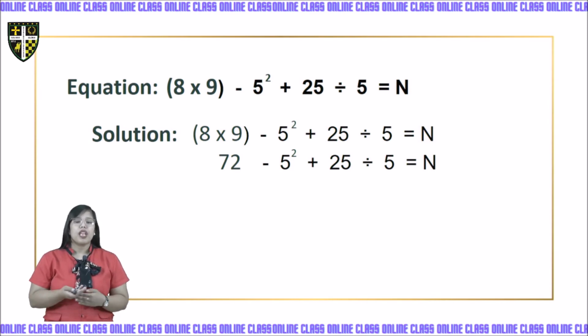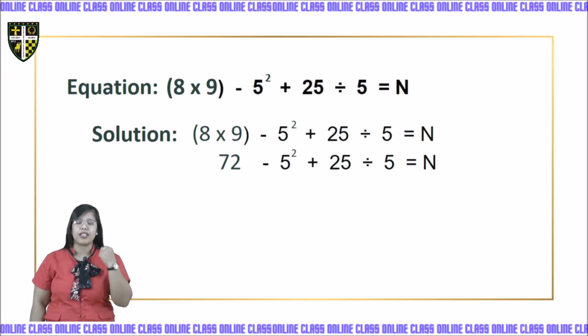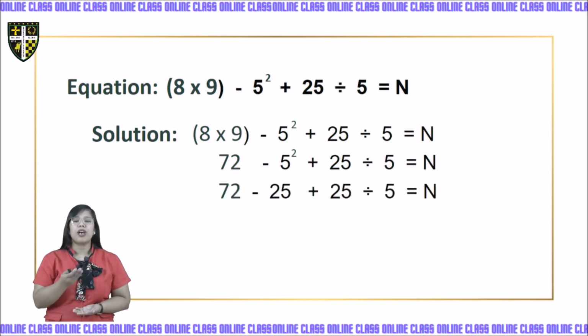Very good. And then now, we will simplify the exponential term 5 squared. Again, when we are talking about 5 squared, meaning we need to multiply 5 by itself twice. Very good. So 72 minus, again, the answer in 5 times 5 is 25. So 72 minus 25 plus 25 divided by 5.